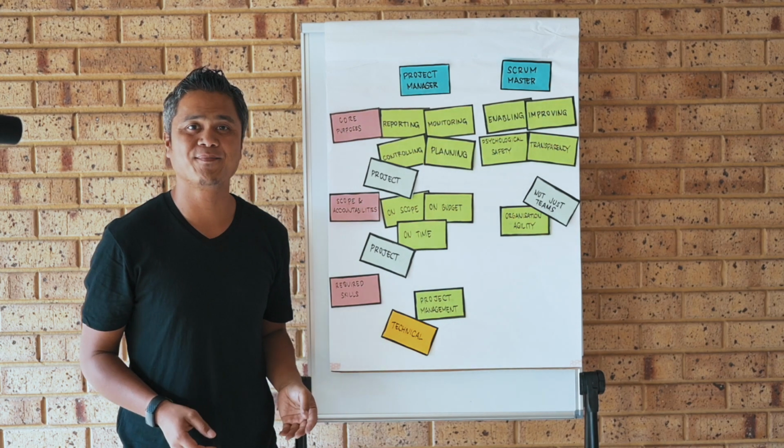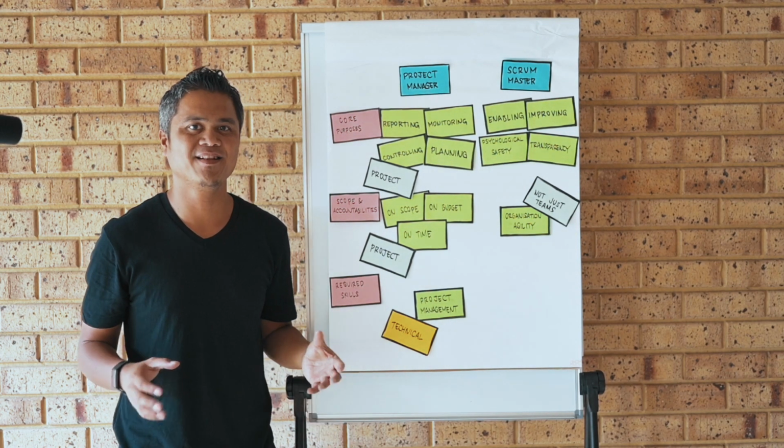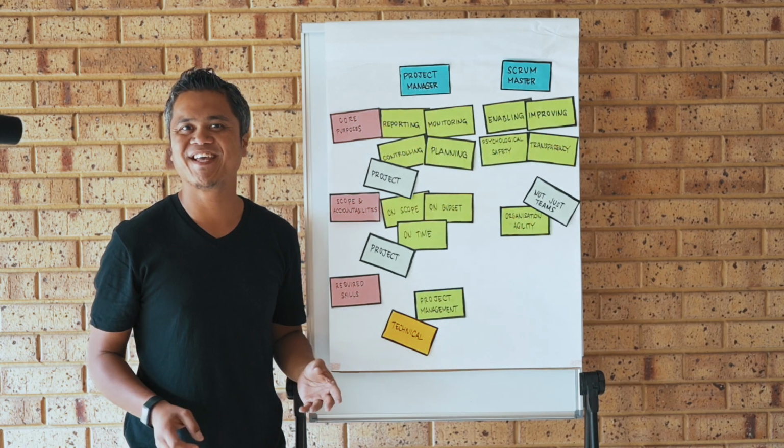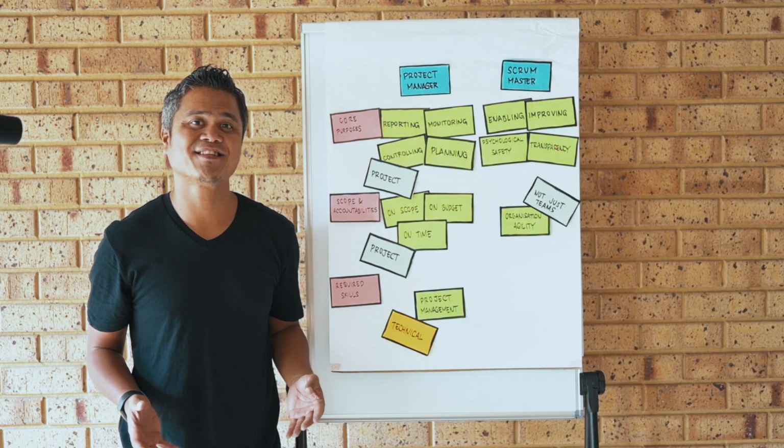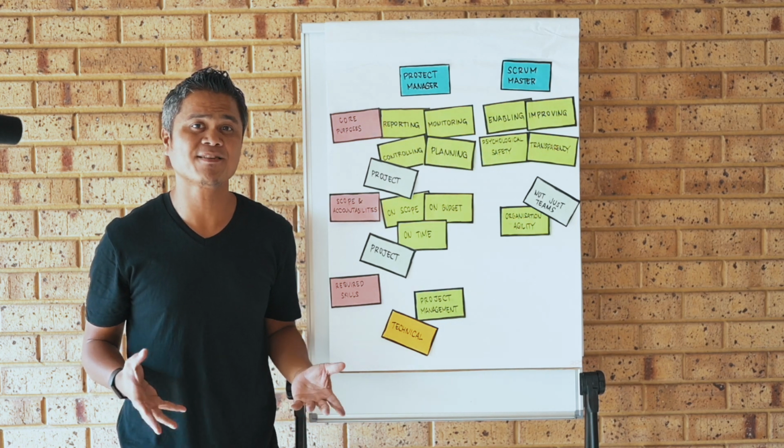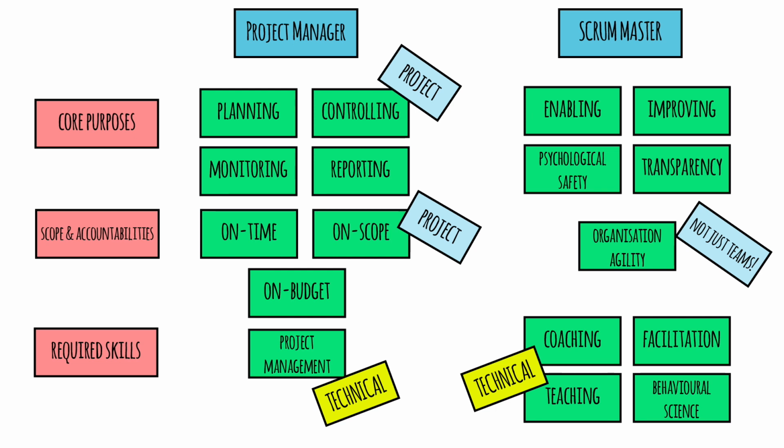After I have explained to them the Scrum Master scope of work and accountabilities, and also the key performance indicators, I explained to them the Scrum Master required skills and the stances that the Scrum Master uses to be effective and successful in doing their job. Because the Scrum Master is the organization change leader and coach, the required skills for Scrum Master to be effective and successful in doing their job are coaching skills, facilitation skills, teaching skills, and behavioral science skills. A Scrum Master also uses the mentoring stance.